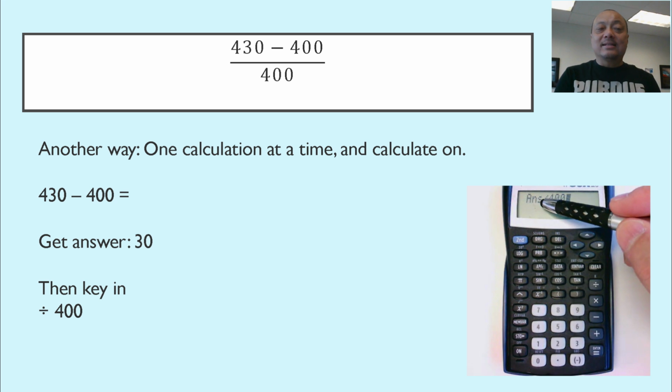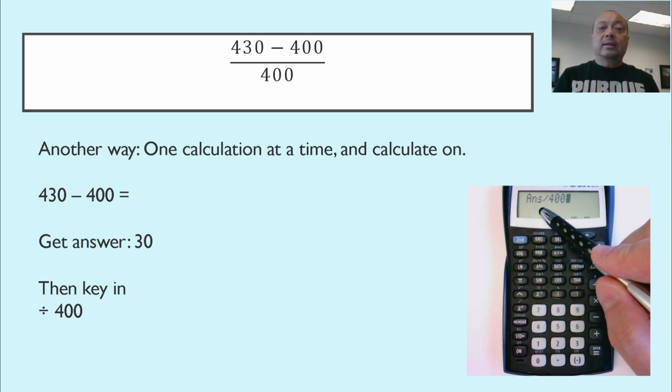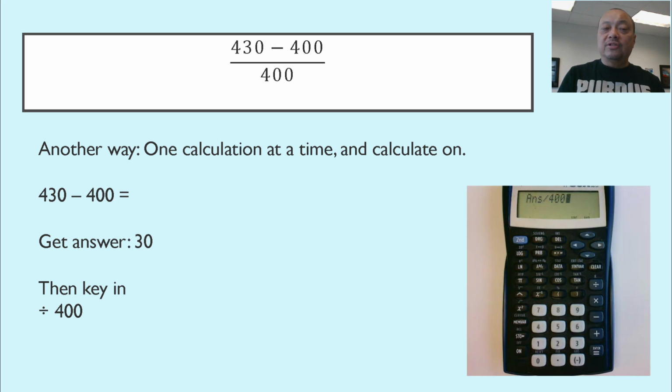You see how it says ANS, A-N-S on the screen? That is short for the previous answer. The calculator will use the previous answer, which is 30. Behind the scene it is taking 30 divided by 400. Equal. 0.075, correct answer.